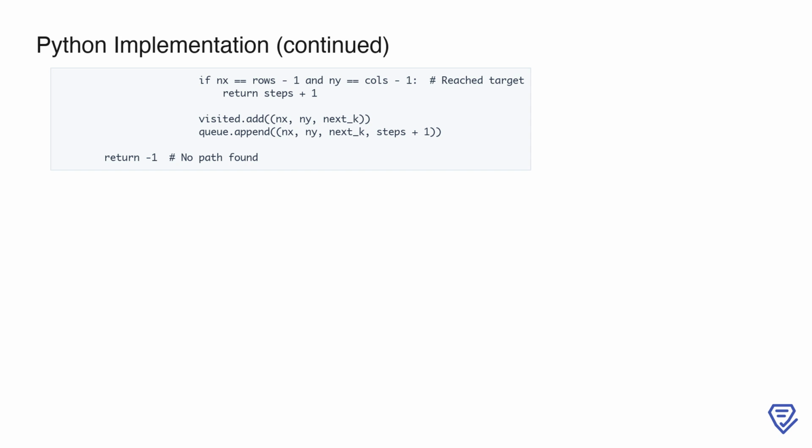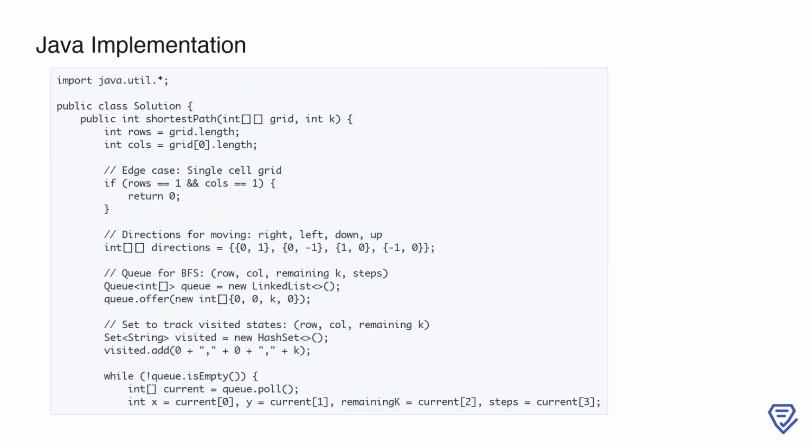If the queue is exhausted and no path to the target cell is found, we return -1 to indicate that it's impossible to reach the bottom right corner given the constraints. Here, we begin with the Java implementation of the solution.